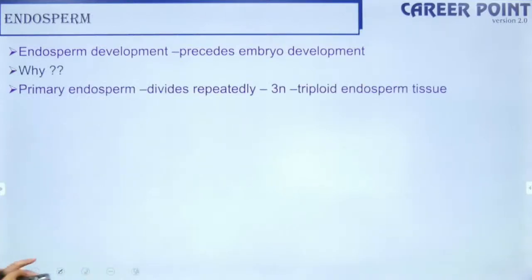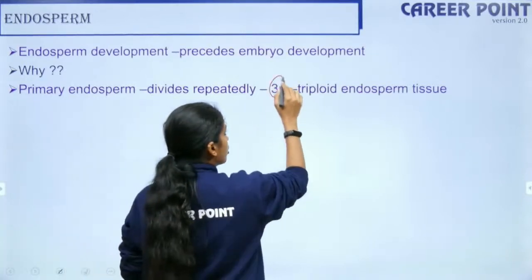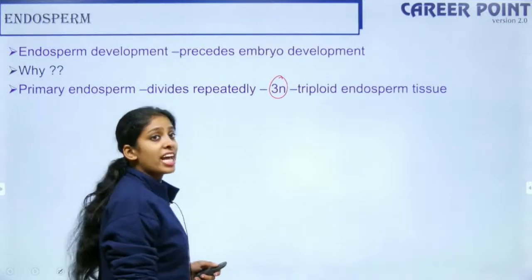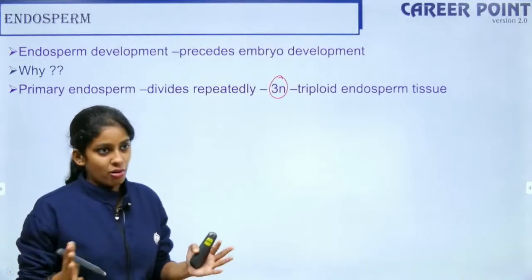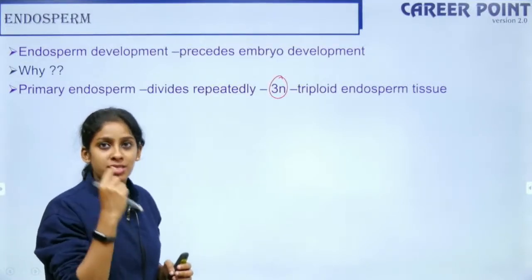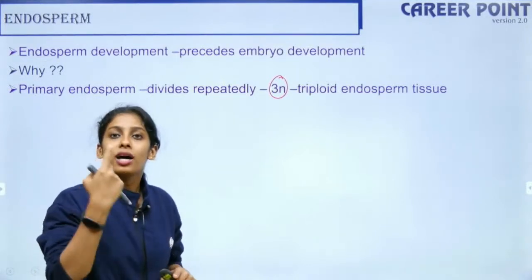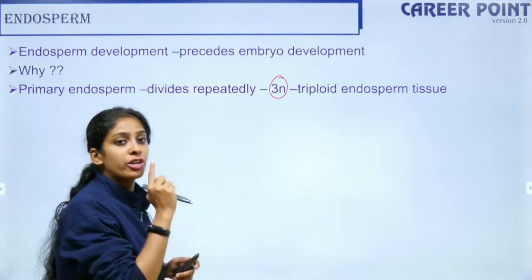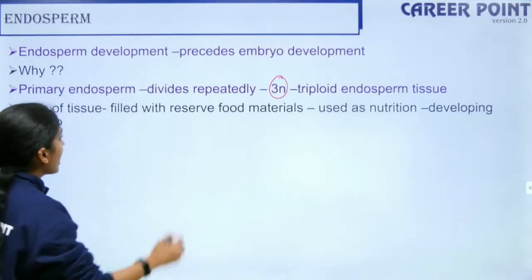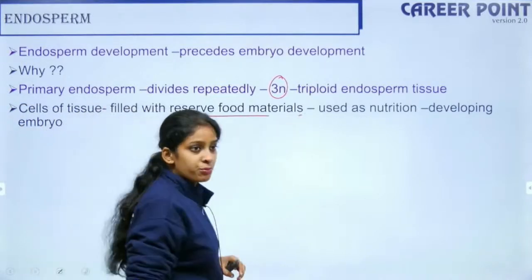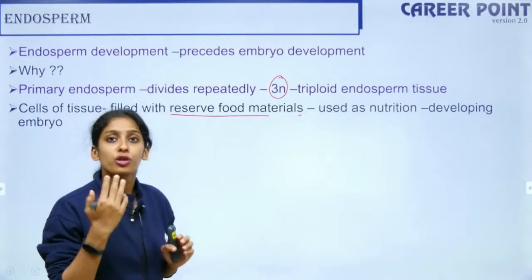So why so? Primary endosperm divides repeatedly. So it has 3N. So the ploidy is 3N. So it is triploid endosperm tissue. So a group of cells form a tissue, right? So this primary endosperm cell, each with a ploidy of 3N, divides repeatedly to form a tissue. That is the primary or triploid endosperm tissue. Okay, so the cells of this tissue are filled with reserve food material. So reserve is storage. They are filled with food materials that are used for the future.